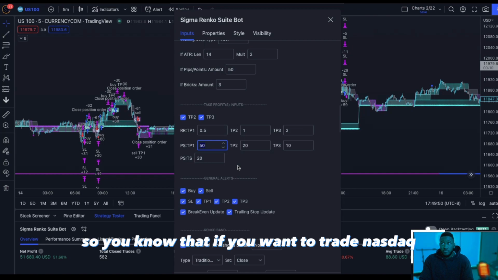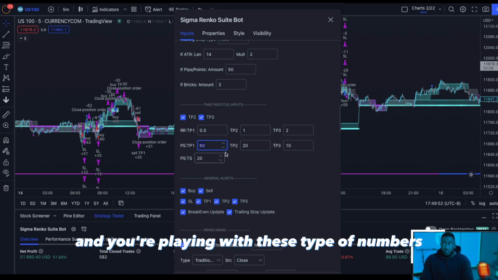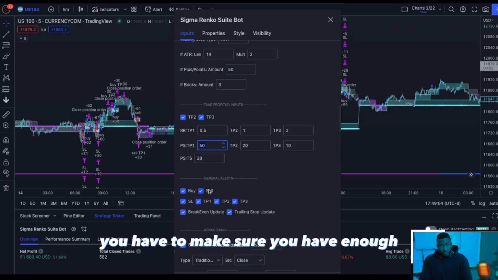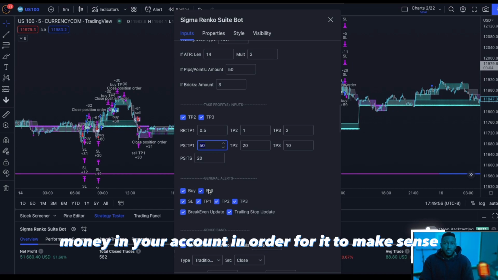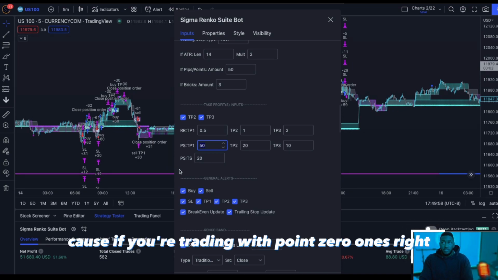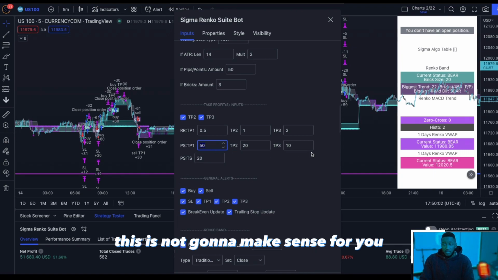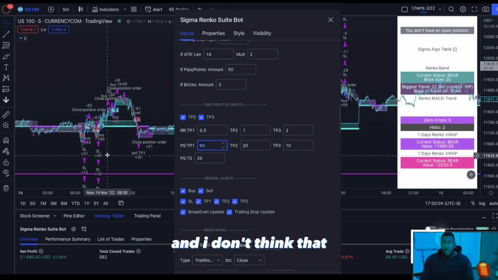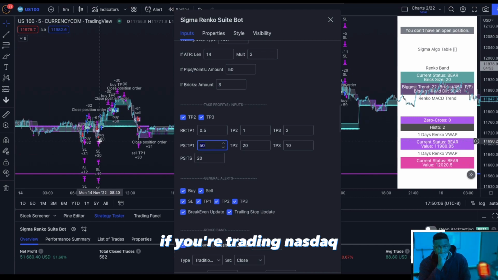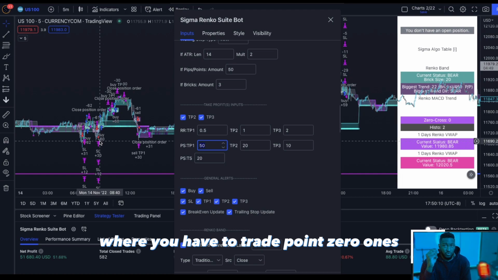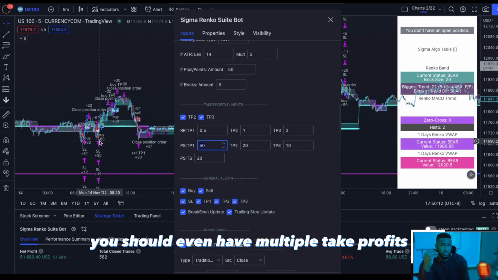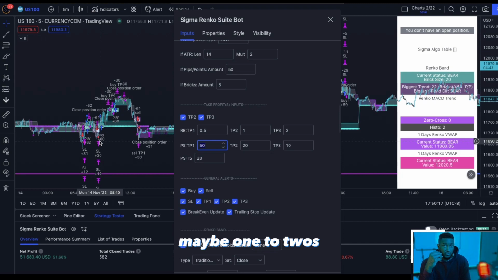So you know that if you want to trade NASDAQ and you're playing with these type of numbers, you have to make sure you have enough money in your account in order for it to make sense. Because if you're trading with 0.01s, right, this is not going to make sense for you. And I don't think that if you're trading NASDAQ and you're in a position where you have to trade 0.01s, you should even have multiple take profits. You should be trading 1-to-1s, maybe 1-to-2s.